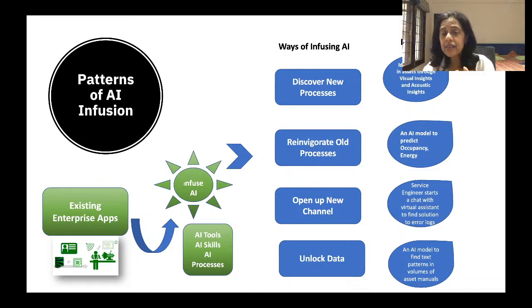And the last pattern is about unlocking the data. There is so much data, right? Can you find patterns? For example, just for a machine, there are so many asset manuals, and something is going wrong with the machine. What if there is a discovery service which can scan all the manuals and say this is the problem? If the beep sound is coming, then this is what it can do, right? So that's the unlocked data part of it.